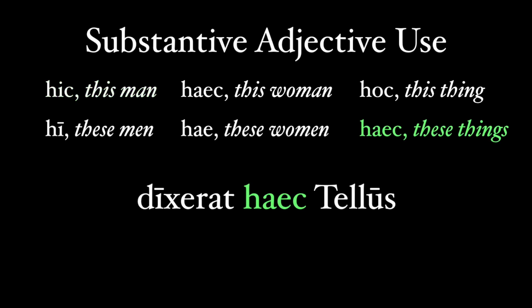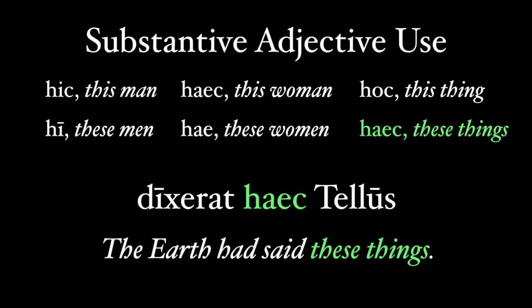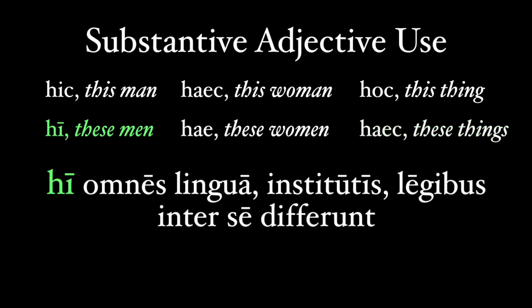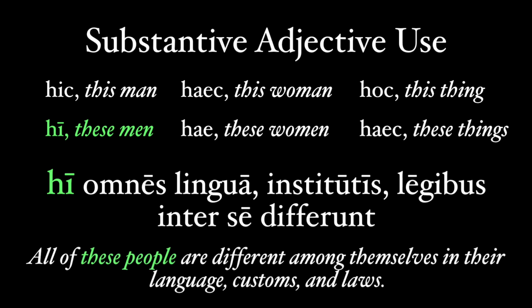Ovid writes, dixerat haec tellus. The earth, that's tellus, had said these things, or these words. And the beginning of Caesar's Gallic Wars has, hi omnes lingua institutis legibus inter se differunt. All of these people, he's talking about the Galli, the Belgae, and the Aquitani, are different among themselves in their language, customs, and laws.